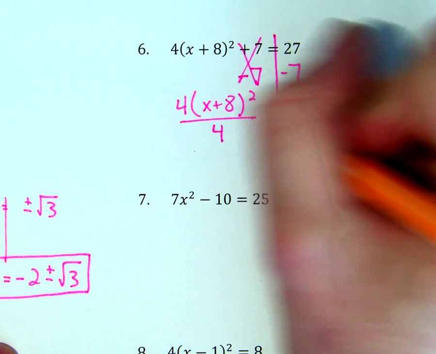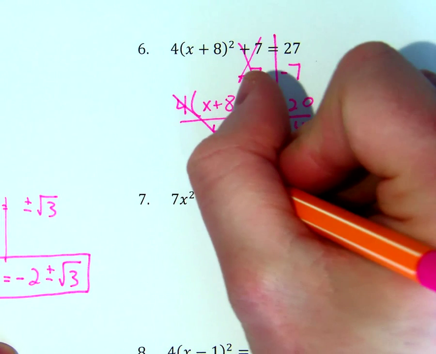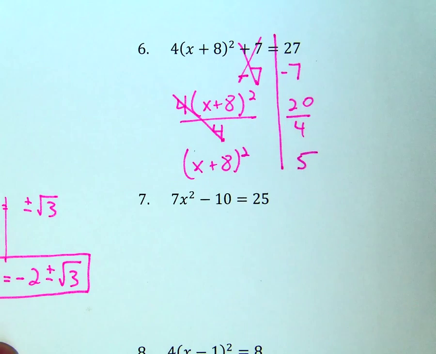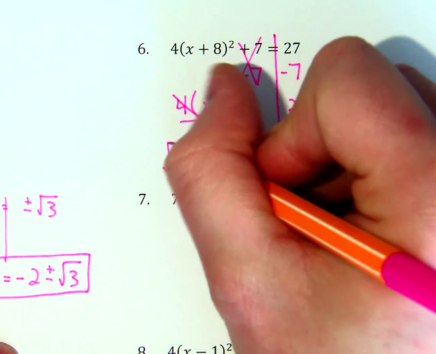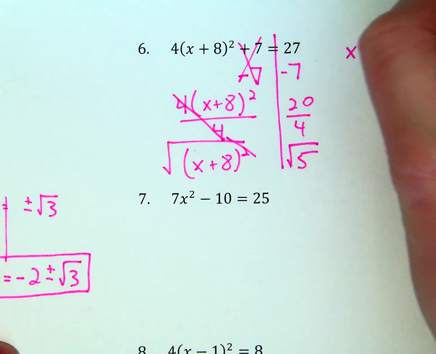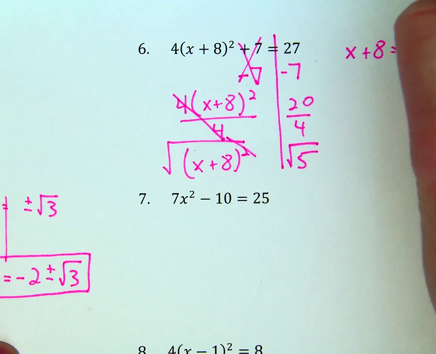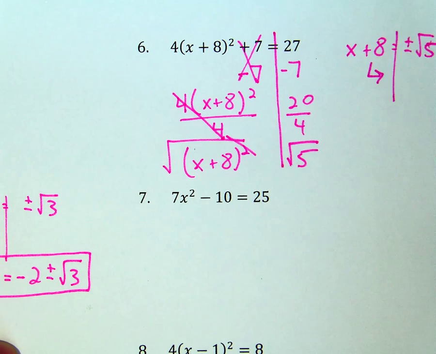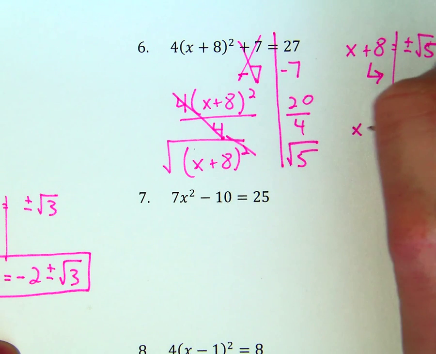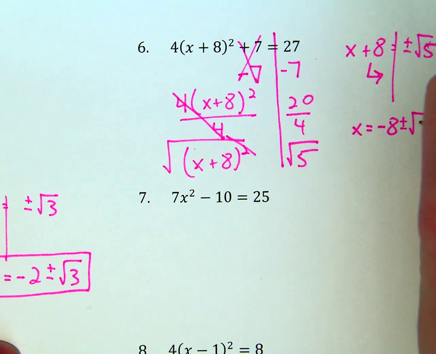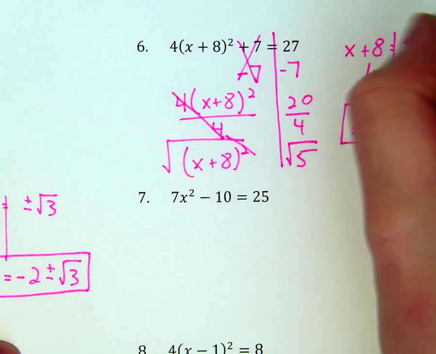We're going to undo times 4 with divide 4. Find that (x plus 8) squared is equal to 5. We're going to undo the squared with a square root, and we're going to find that x plus 8 equals plus or minus square root of 5. And when we send that 8 to the other side, it's going to become its opposite, which is negative 8. And we're going to find our final answer, x equals negative 8 plus or minus the square root of 5.